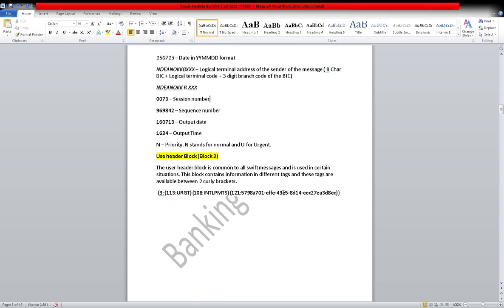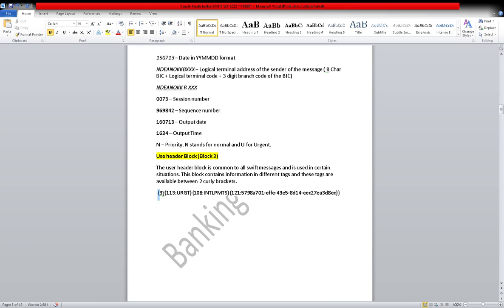Okay, this is a very good one, block 3. Maximum questions come from block 3, and we are going to discuss it in a good way. The user header block is common to all Swift messages, and it is used in certain situations. Block 3 contains information in different tags, and these tags are available between two curly brackets. We have already seen that we have two curly brackets.